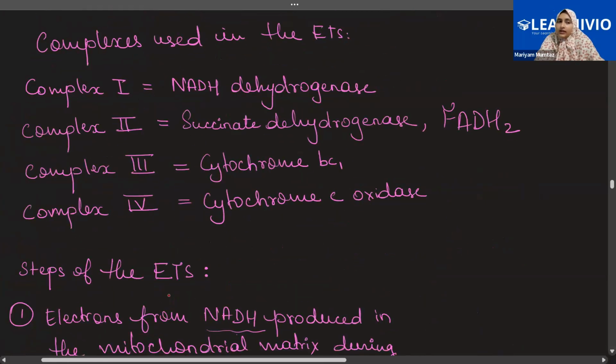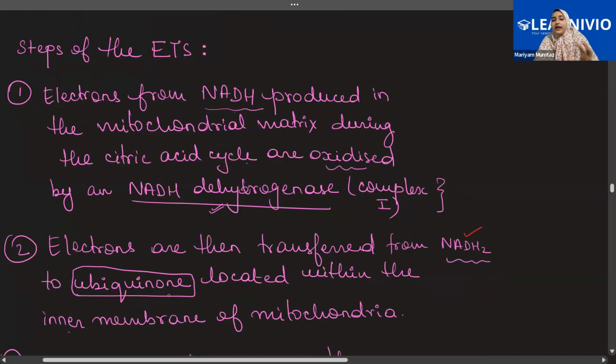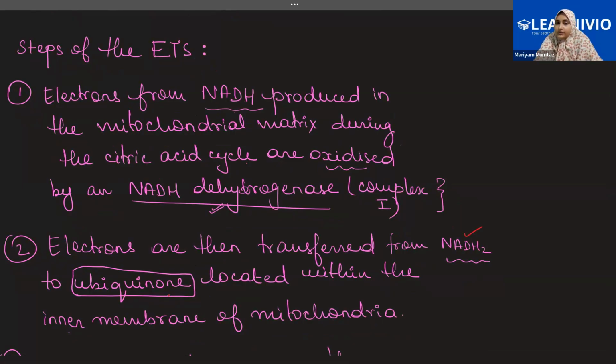Now let us see what happens during the ETS. Firstly, NADH, which is produced in the mitochondrial matrix. We just saw in the citric acid cycle that NADH2 was being made, right? So now that NADH2 gives us the electrons, right?